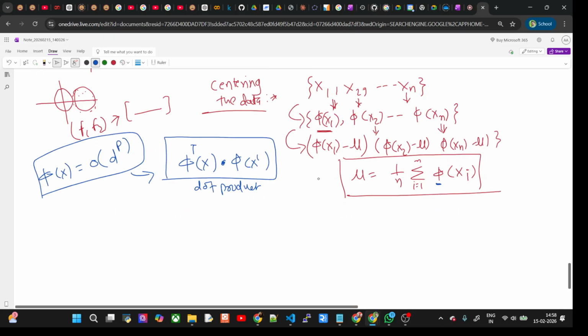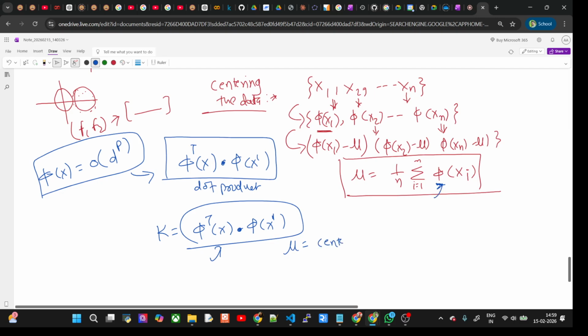Okay, so here, because we are trying to get the phi of x, there should be some type of equation in the form of this. This is the kernel. There should be an equation in the form of phi transpose x, the dot product with phi of x prime. There should be this type of equation to get a value of the mean, or some value, so you can do the centering of the data.